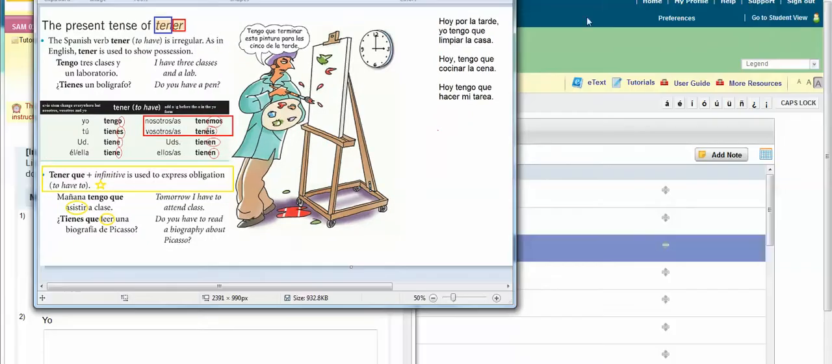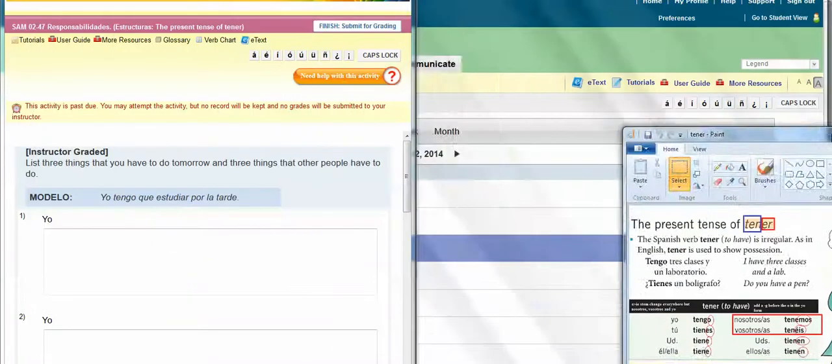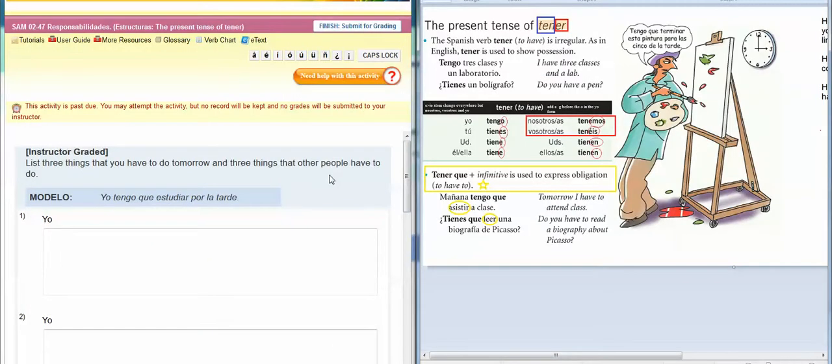Okay, I did not mean to assign 247 to you guys, so you'll notice that I took it off, but I wanted to go ahead and explain how you do it, since you guys went ahead and completed it. That way you'll know what you were supposed to do. And for the instructions, it just says list 3 things that you have to do tomorrow and 3 things that other people have to do.